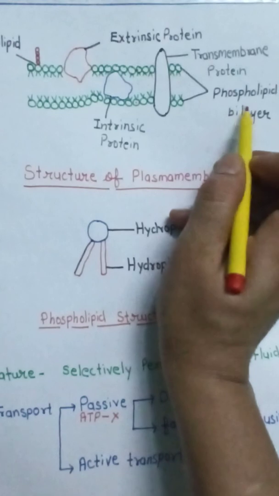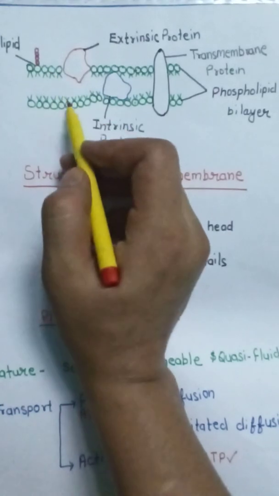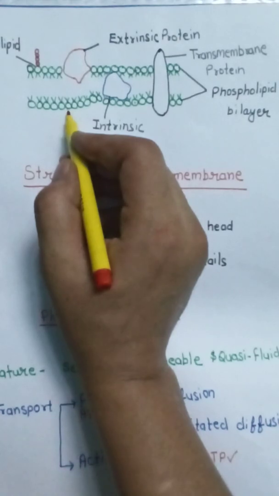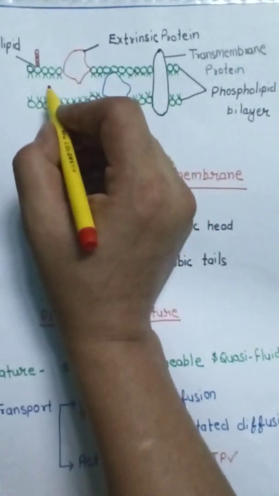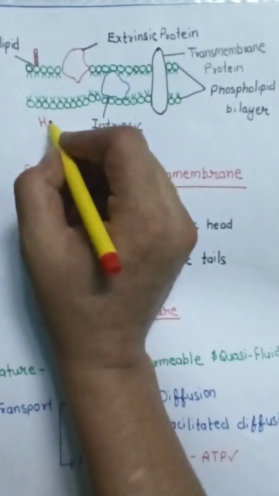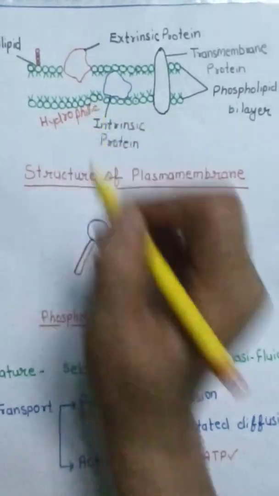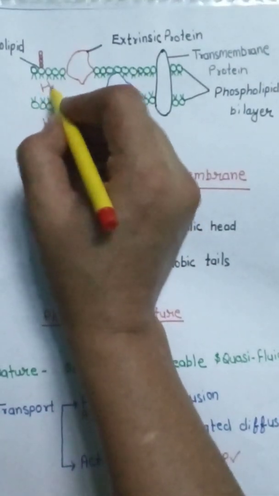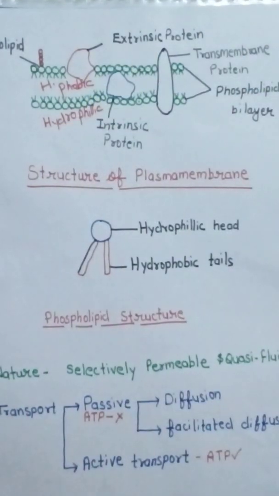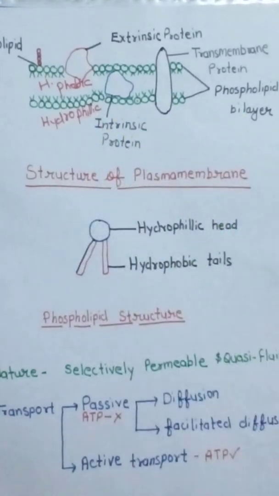In these phospholipid bilayers, the molecules of the phospholipid are hydrophilic on the outside, that is, they have a hydrophilic head, and the interior is hydrophobic. So the plasma membrane's exterior is hydrophilic and the interior is hydrophobic. That is, the inside hates water and the outside of the plasma membrane loves water.